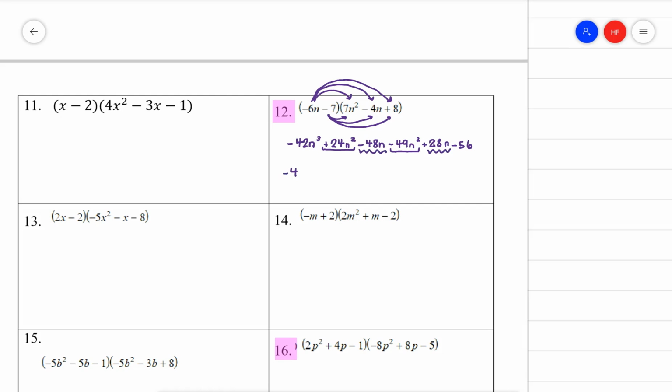So negative 42n cubed stays the same. 24 minus 49, we get negative 25n squared. And then negative 48n plus 28n, we get negative 20n. Minus 56 stays the same, so that's our final answer.